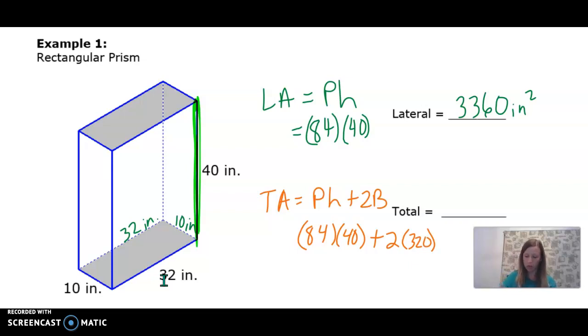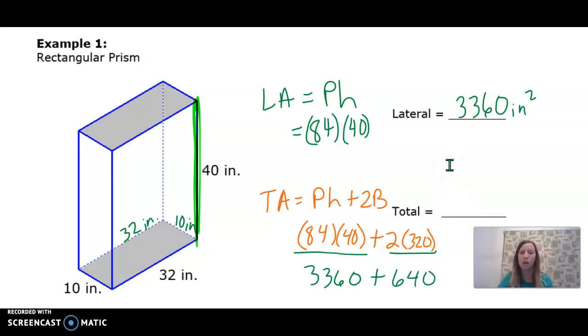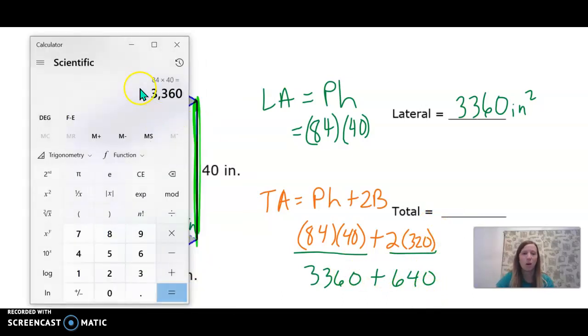Now we already know what 84 times 40 is because we got it from up here, and it was 3,360. Now we just need to multiply these two numbers together. So 2 times 320 is 640. Now add these up and we will get our total surface area. Luckily, since I have my calculator out, the lateral surface area is already in there. So now I'm just adding on the area of the two bases, which was 640, for a total of 4,000 inches squared as our total surface area.